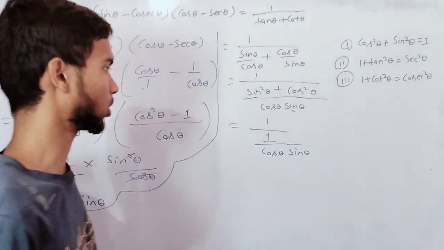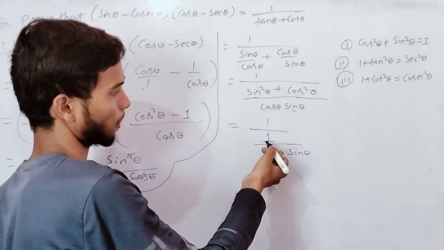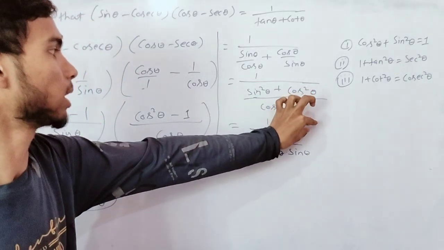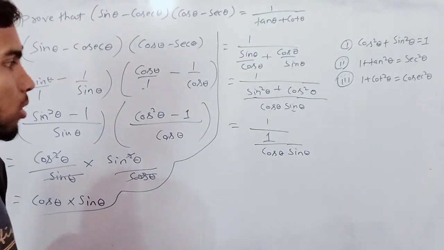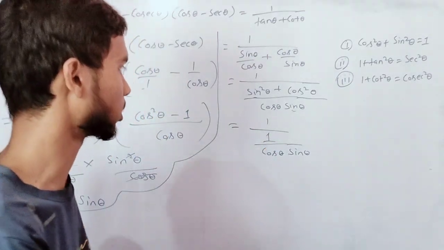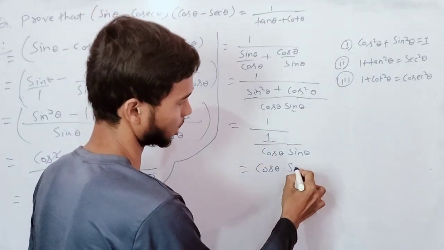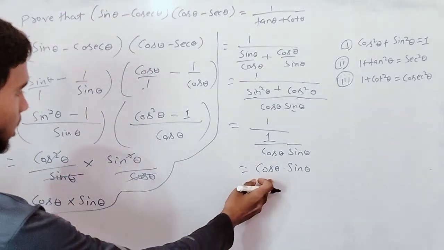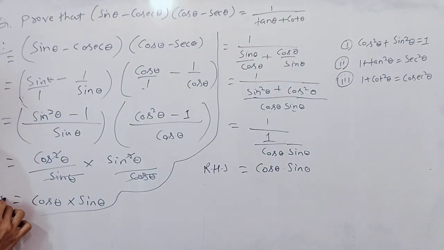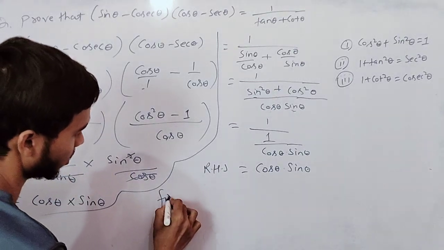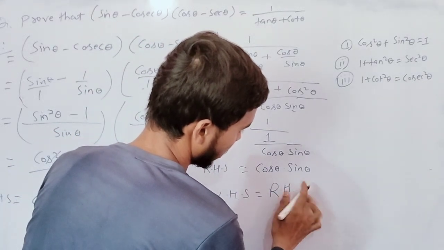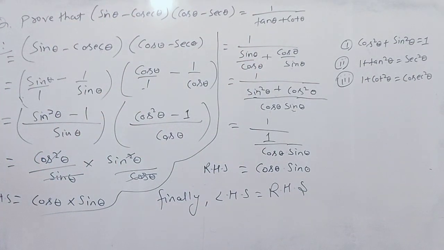Clear? Now as you know, this whole is in place of the denominator. When we write it here, the position of numerator and denominator of this fraction will be opposite. Cos theta into sin theta. Now you can see these both are equal. So this was RHS and this was LHS. So finally we can see that LHS is equal to RHS. Clear? I think you are clear.